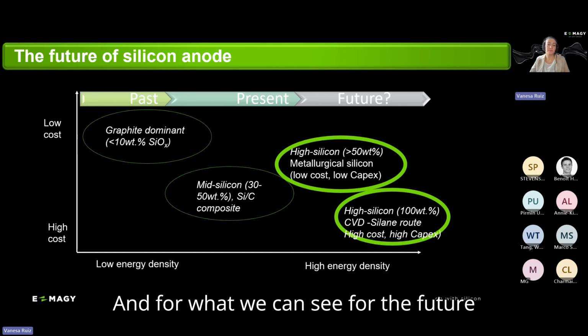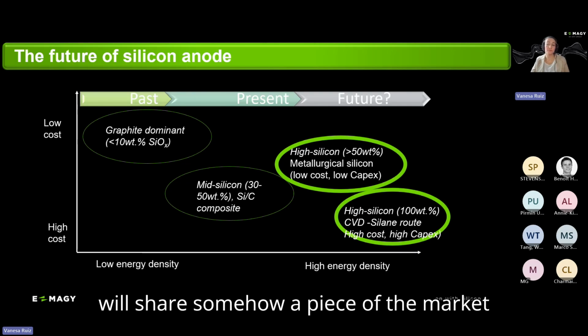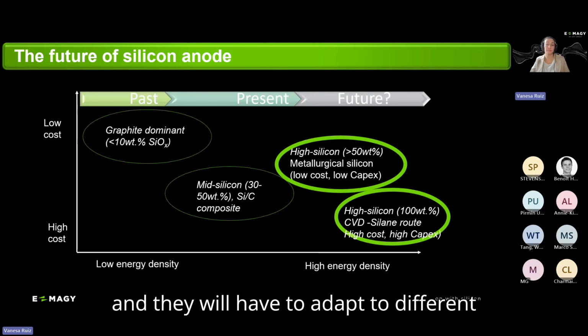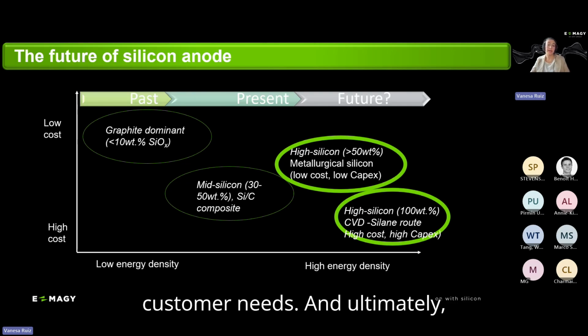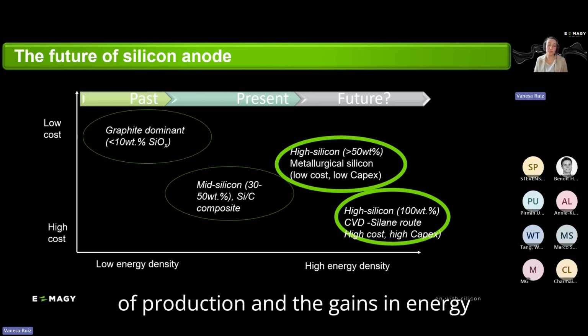And for what we can see in the near-term future is that these two technologies, high silicon anodes and 100% silicon anodes, will share somehow a piece of the market, and they will have to adapt to different customer needs. And ultimately, this will be a balance between the cost of production and the gains in energy density.